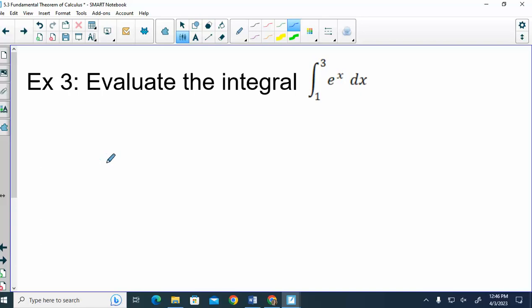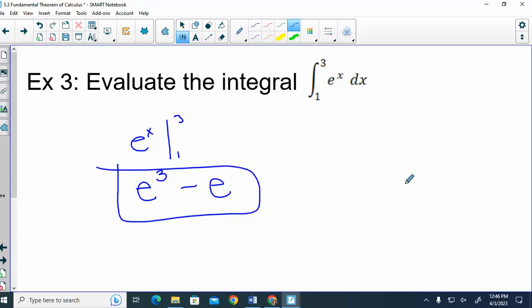So let's just continue. These integrals aren't going away, so even though we've already taken the test, we're going to be building off of them, so we're still practicing. What is the antiderivative of e to the x? And we are integrating from 1 to 3, so we get e to the 3rd minus e to the 4th, and that's our answer.